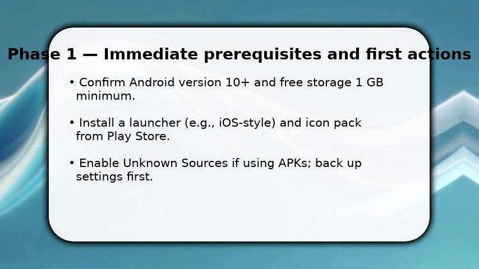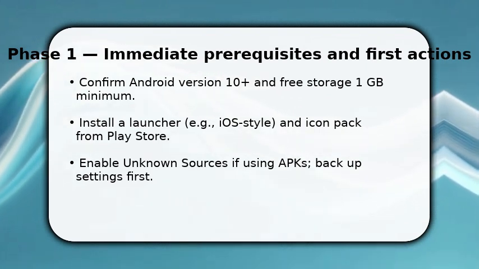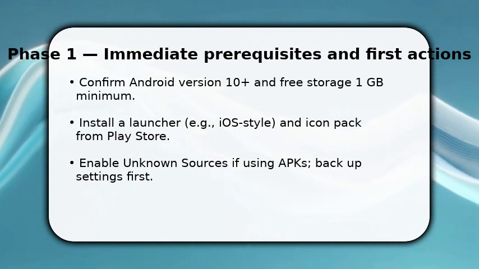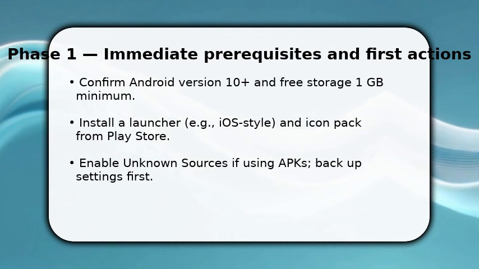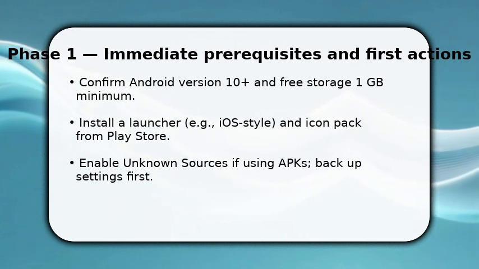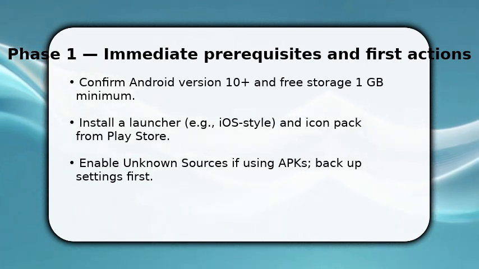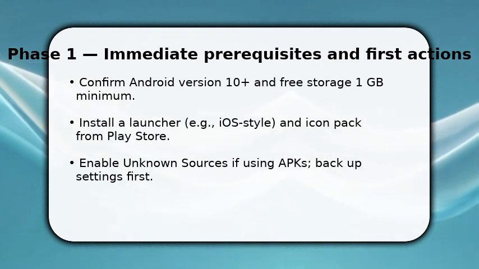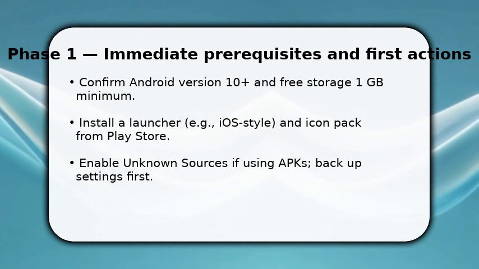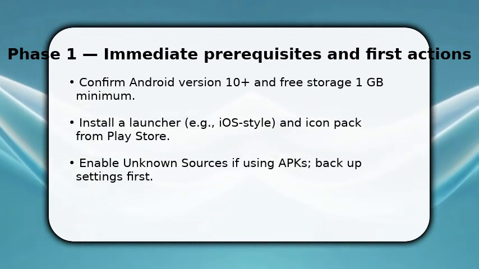You start by confirming prerequisites, Android 10 or higher and at least 1 GB free, because themes and widgets need space. Install an iOS-style launcher and matching icon pack from the Play Store so you get the home layout and app grid. Once done, grant launcher permissions and set it as default. This changes navigation immediately. If you plan to sideload an iPhone-style control app, enable unknown sources and back up your current launcher settings first to avoid losing layouts.